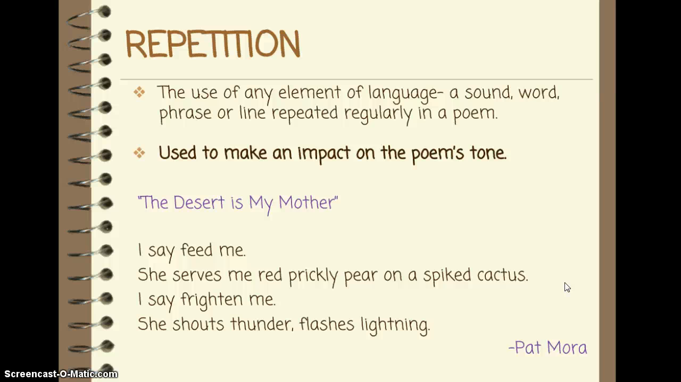Repetition, then, is the use of any element of language. It could be a sound, a word, a phrase, or even a full line repeated regularly in a poem. A poet often uses this to make an impact on the tone in their poem. So you see the example down here. The desert is my mother. She says, I say feed me. She serves me red prickly pear on a spiked cactus. I say frighten me. She shouts thunder, flashes lightning. So the repetition here is of this I say. She's trying to reiterate, to reinforce this idea that she is talking to, it sounds like Mother Nature or the desert.